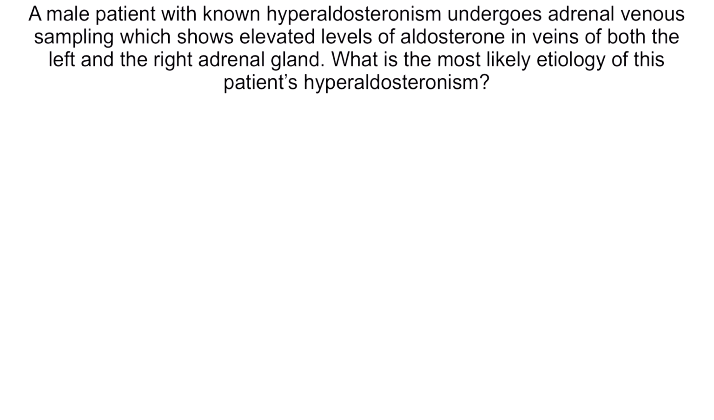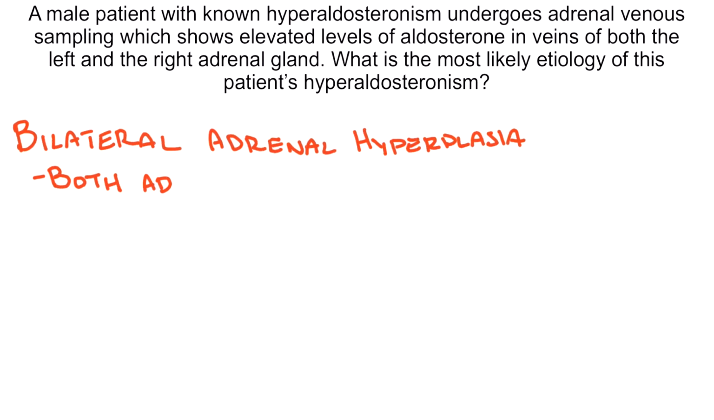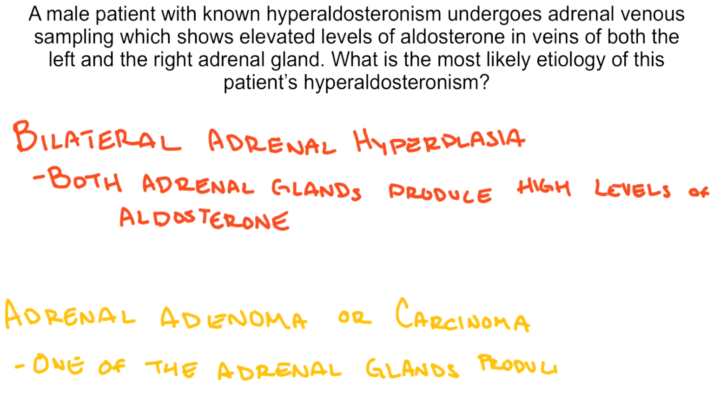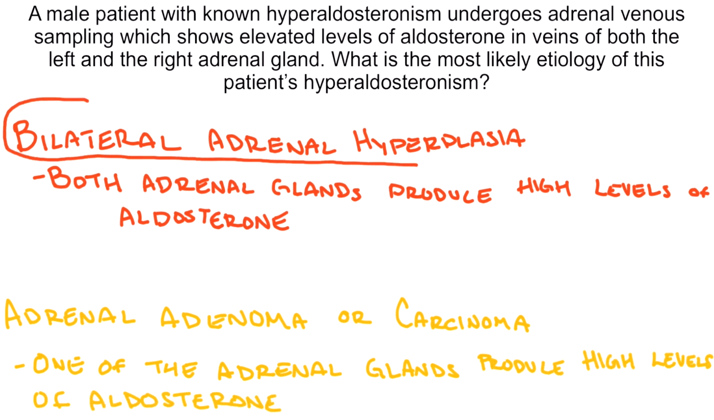All right, the most likely etiology of this patient's hyperaldosteronism is bilateral adrenal hyperplasia. This is because adrenal venous sampling showed that both of his adrenal glands are producing high levels of aldosterone. In bilateral adrenal hyperplasia, both glands will be responsible for high levels of aldosterone. In adrenal adenoma or carcinoma, on the other hand, only one of the adrenal glands produces high levels of aldosterone. So again, the answer is bilateral adrenal hyperplasia. And that concludes this section.